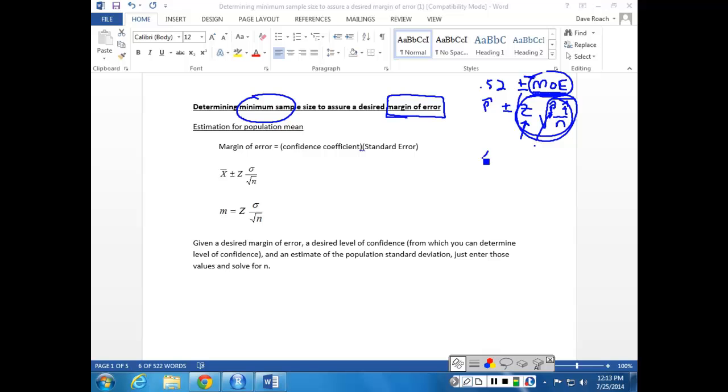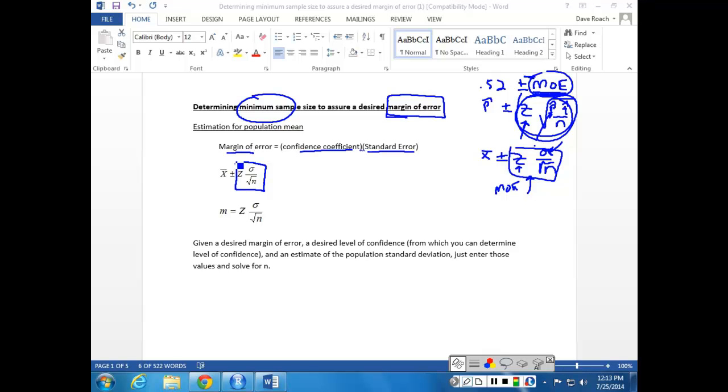Same thing for the mean, except we'll have x bar plus or minus z sigma divided by the square root of n. That's the margin of error. If we have some desired margin of error, we'll set it equal to this. We have a level of confidence, say 95%, that's going to be 1.96, and we know or have some estimate of the population standard deviation. We'll just put that in and solve. So again, margin of error is equal to the confidence coefficient times the standard error. It's this part of the equation.